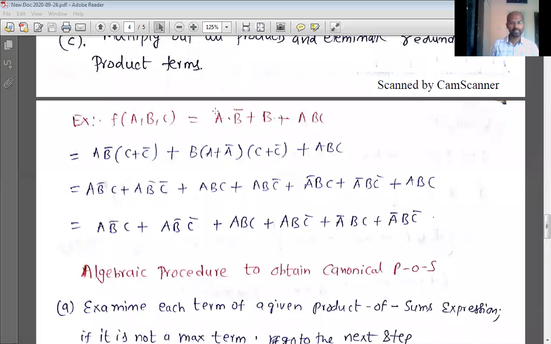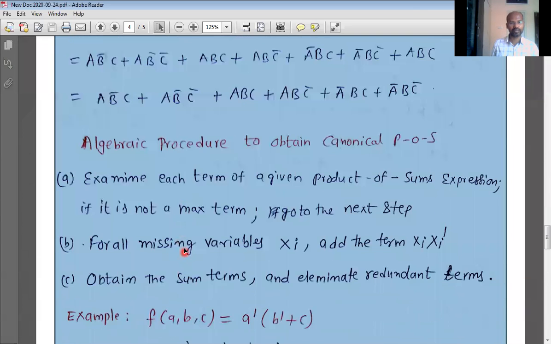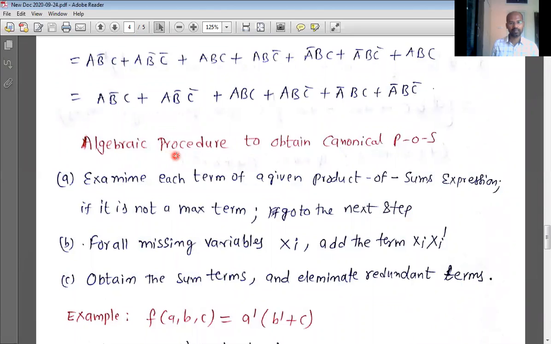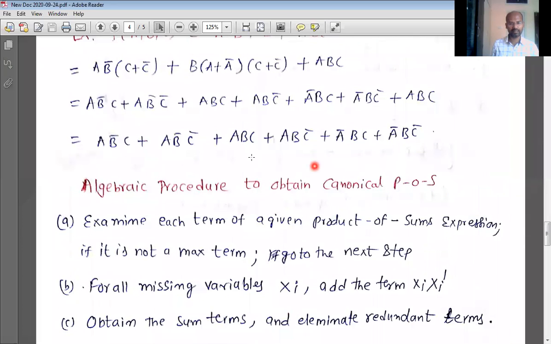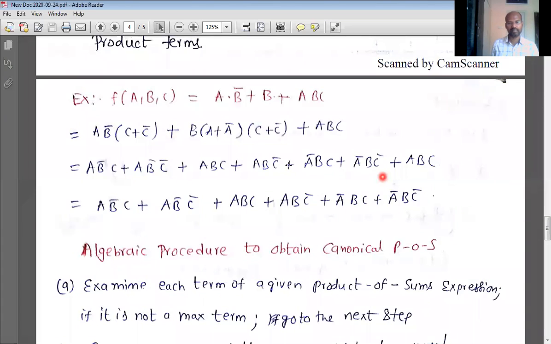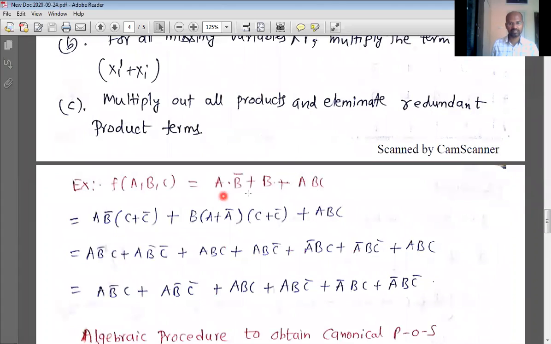Next, in the same way, we look at the algebraic procedure to obtain the canonical product of sums. You got the previous one, which is the canonical sum of products. In the sum of products, what we have to do is, first of all, look at the function and identify the terms in which any literals are missing. And if you find, let's say, the C literal is missing, multiply the term with C plus C bar. Because C plus C bar is 1, that is nothing but multiplying the term with 1, which doesn't alter the result. Finally, what we get is something like this.